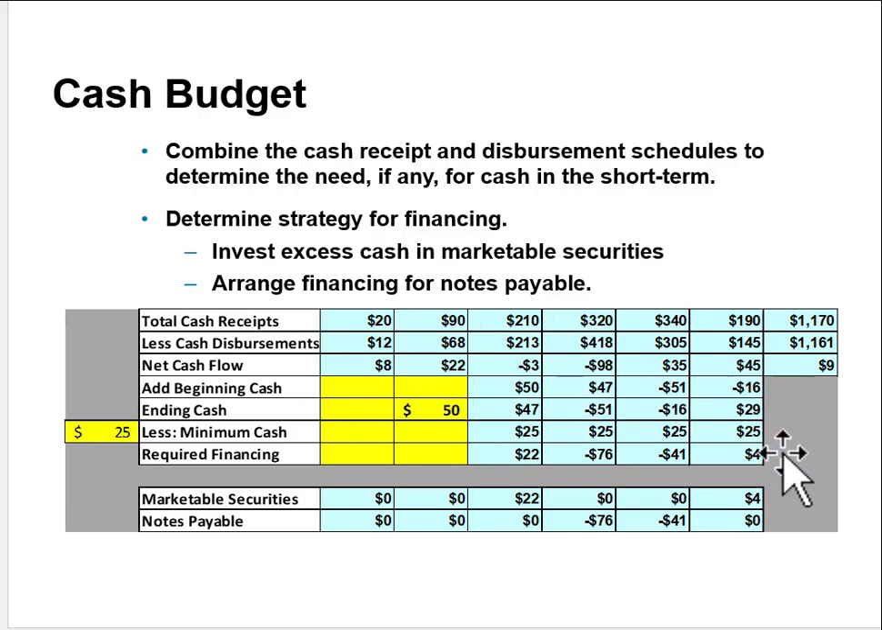Now, one of the things we need to know, how much cash do we have at the beginning of the period? We know what the cash was in the beginning. We ended the last month with $50 in the bank. Net cash flow was -3. So we started with 50, -$3 came in the door, so that means ending cash is $47.